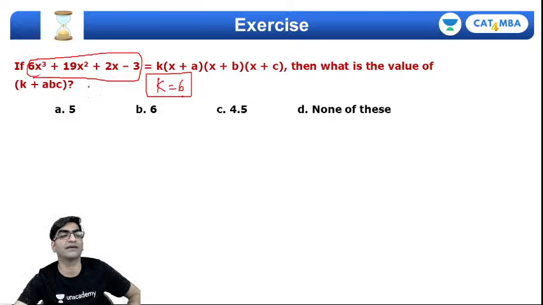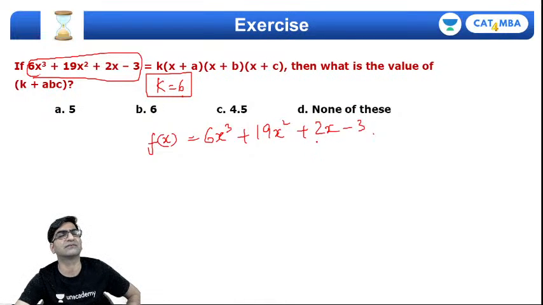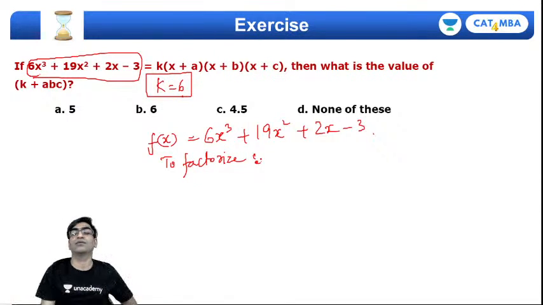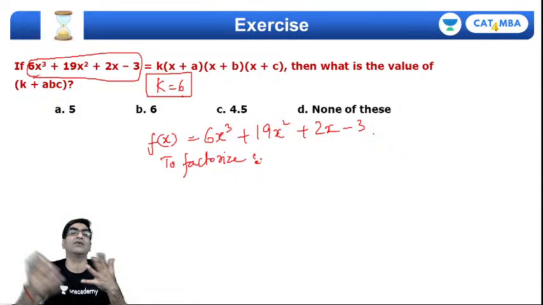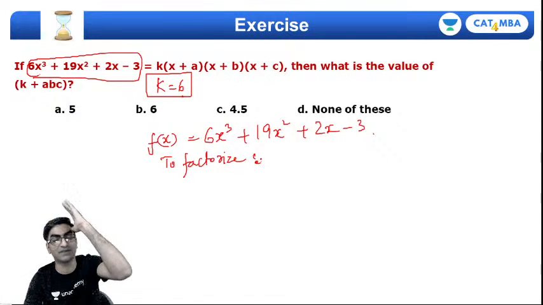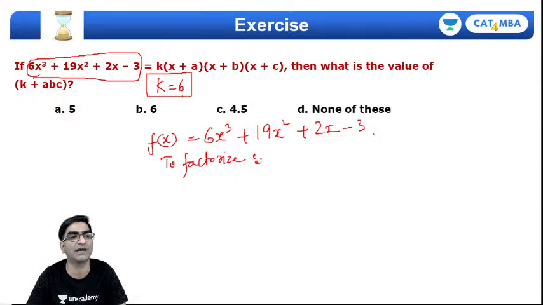First of all, you think, even if nothing else is known, I know that I have a polynomial f of x, which is 6x cubed plus 19x squared plus 2x minus 3. So why not just factorize it? To factorize, I need to do a little bit of hit and trial. Now notice that all coefficients except for the constant term are positive, which means if you put a positive value of x, it will give you a positive value for the expression. But you don't want positive, you want it to become 0, which means you also want negative values.